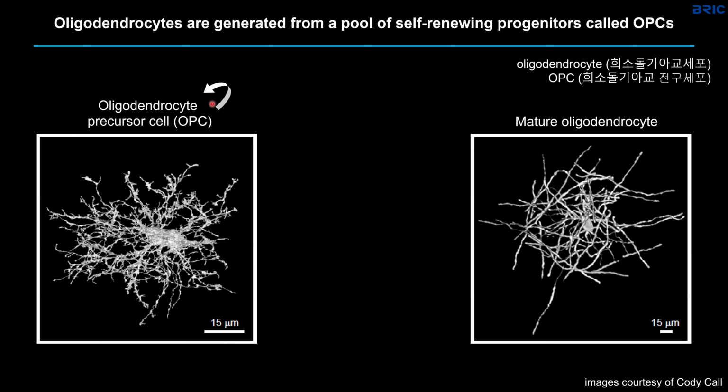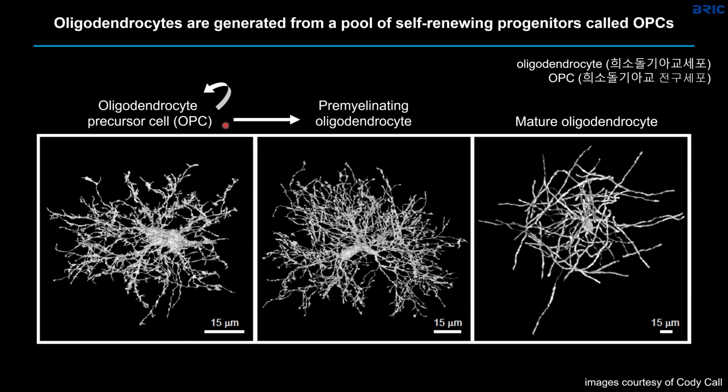In addition to undergoing proliferation, OPCs can differentiate into pre-myelinating oligodendrocytes, and this change requires dramatic changes in morphology, transcription, and metabolism to prepare the cell to make tons and tons of membrane and myelin structures when they become mature oligodendrocytes. And some of these pre-myelinating oligodendrocytes continue to mature and become myelinating oligodendrocytes in the brain.